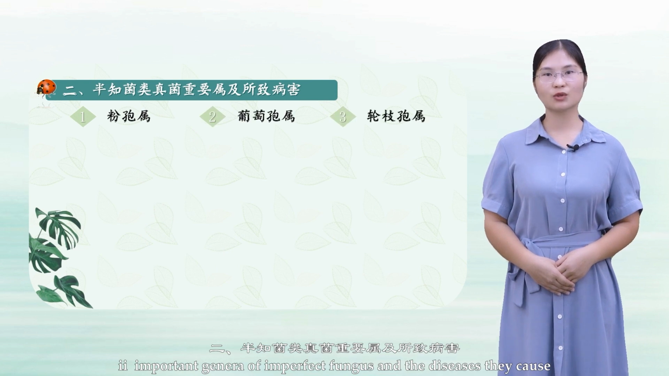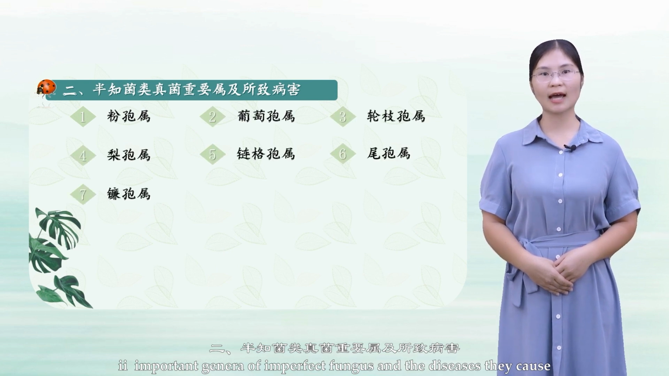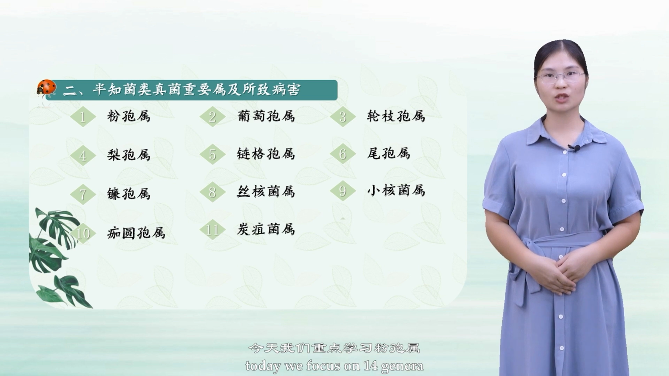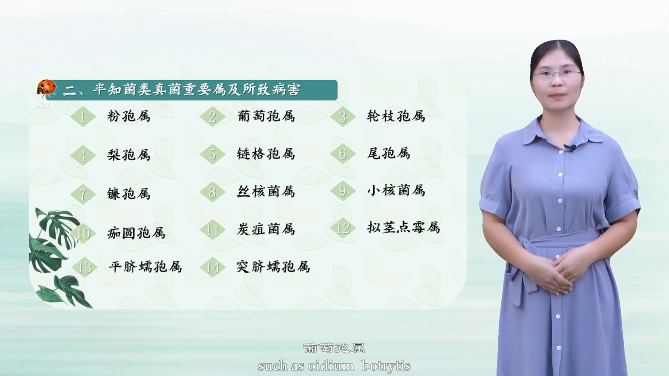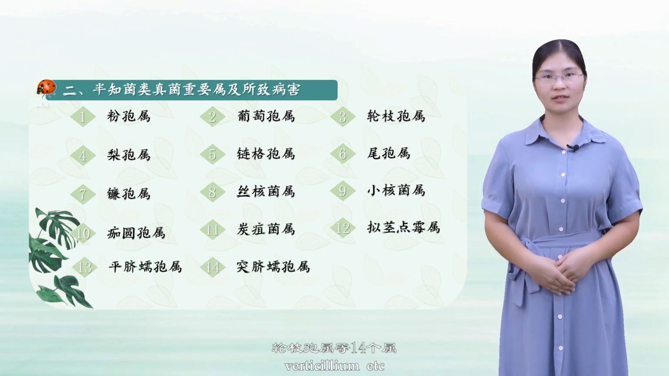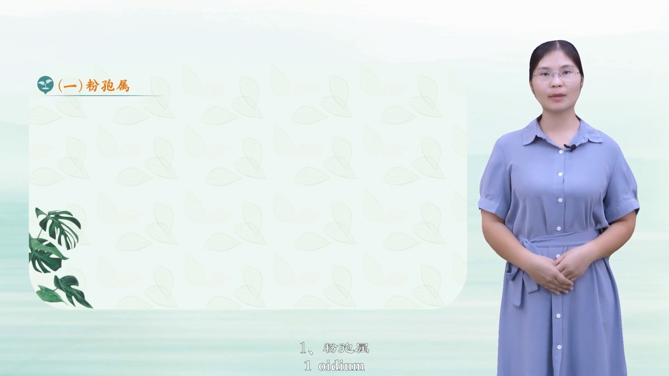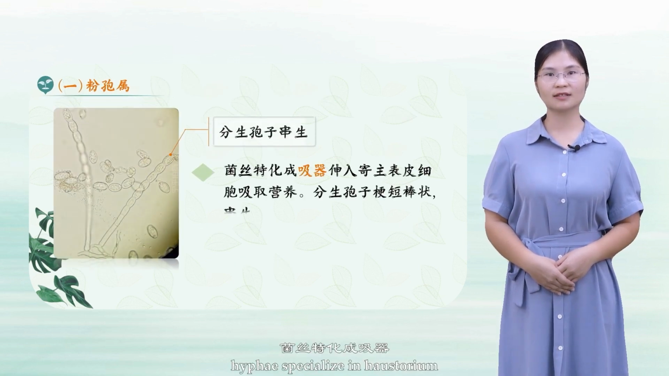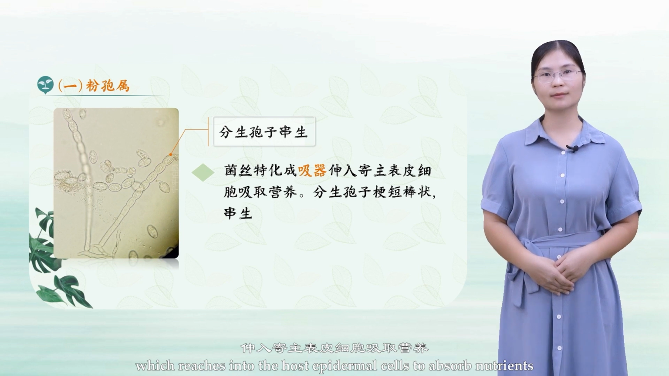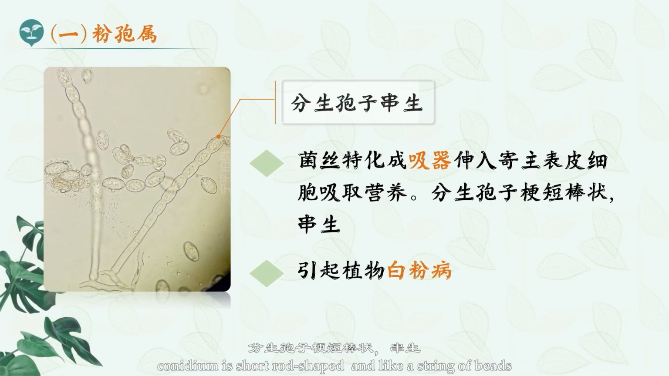2. Important genera of imperfect fungus and the diseases they cause. Today we focus on 14 genera, such as Oidium, Botrytis, Verticillium, etc. 1. Oidium. Hyphae specialize in haustoria, which reach into the host epidermal cells to absorb nutrients. Conidium is short, rod-shaped, and like a string of beads. Sexual generations are Ascomycota and Erysiphe. It can cause powdery mildew on plants.